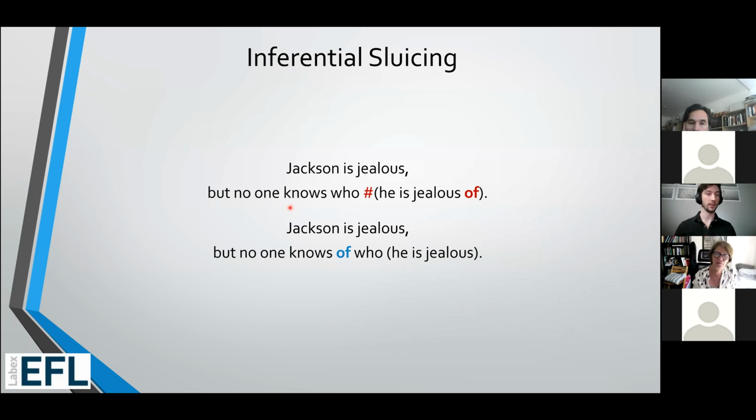Now that should strike you as a horrible sentence of English. And the second one should be a lot better. Jackson is jealous, but no one knows of who. Okay, these are famous minimal pairs. They've been in the literature for a long time.